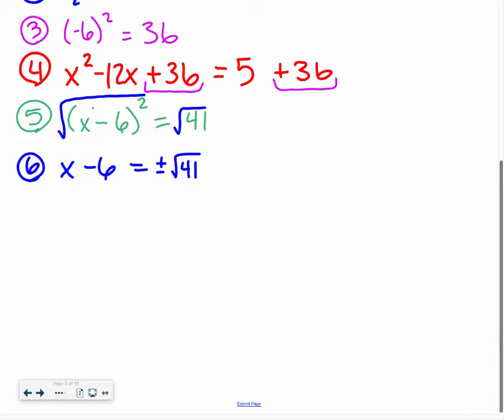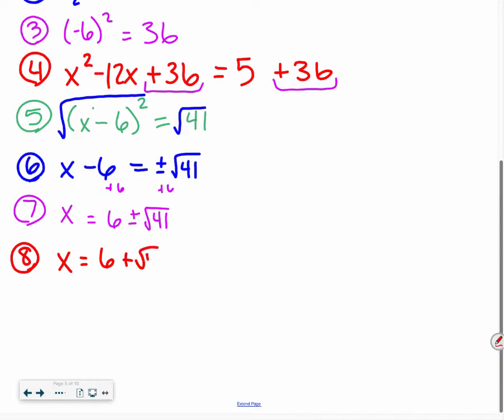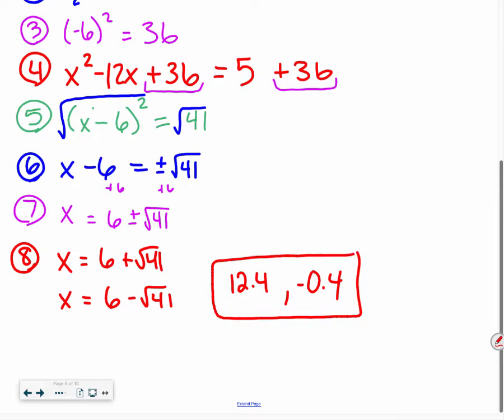Then we have, let's see, in order to solve for x, I'm going to add 6 to both sides. So I have x equals 6 plus or minus the square root of 41. My last step is going to be saying x equals 6 plus the square root of 41, or x equals 6 minus the square root of 41. And if I do both of those, I end up with a 12.4 and a negative 0.4 as my answers. Okay?